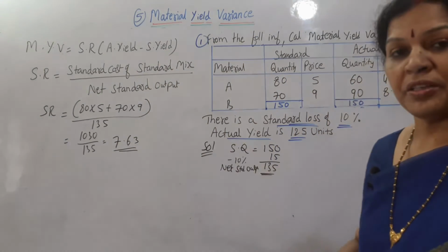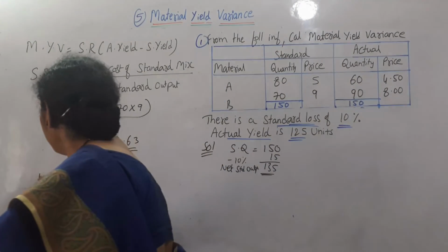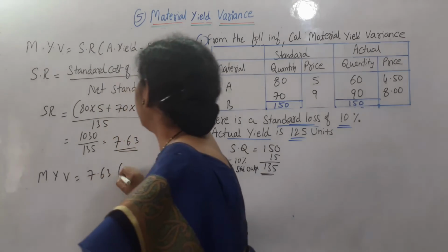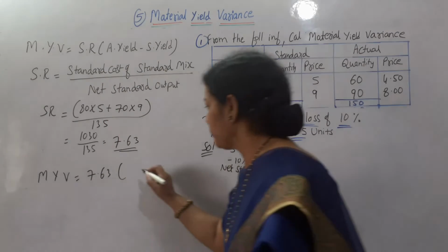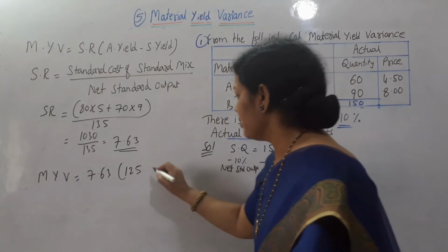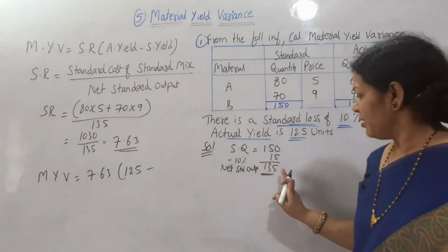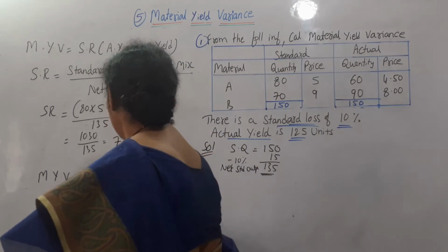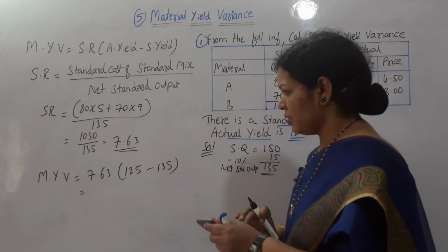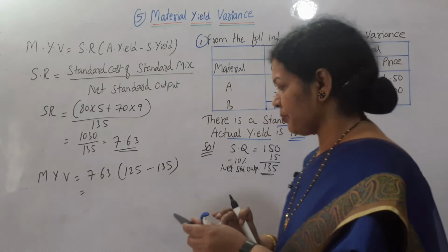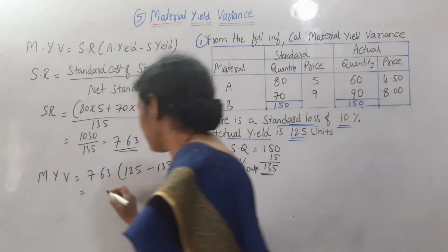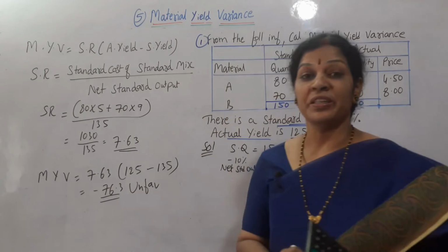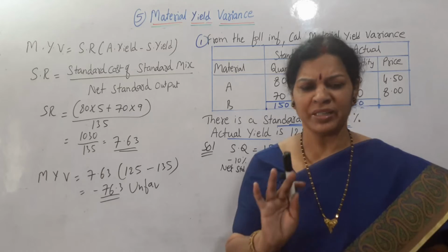Once you get the standard rate, apply it in the material yield variance. MYV is equal to standard rate, 7.63, into actual yield, which is already given as 125, minus standard yield, which after revision is 135. So this is 7.63 into 10, which is 76.3. But this is unfavorable. This is the material yield variance. Am I clear? Simple problem, but you have to understand the concept.